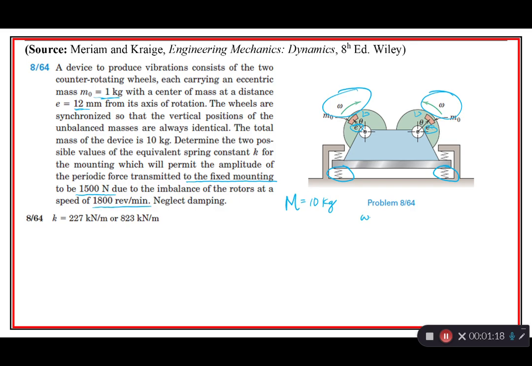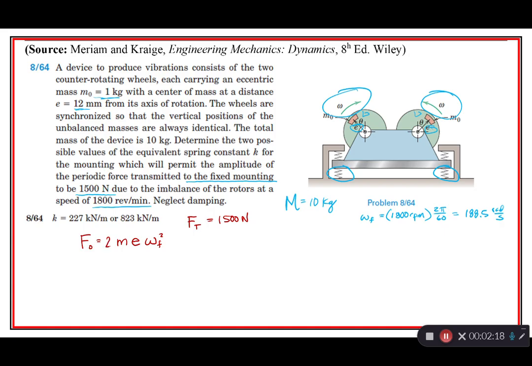So we got omega, I guess I'll call it omega F, 1,800 RPM, but we're going to change it by multiplying by 2 pi and dividing by 60 and turn it into a forcing frequency in radians per second. And we're working backwards here so that we also have FT, transmitted load, 1,500 newtons. Now, we define what the forcing value has to be, right? Sometimes we call it PO, sometimes FO, but it's going to be mass times eccentricity times operating frequency in radians per second squared.